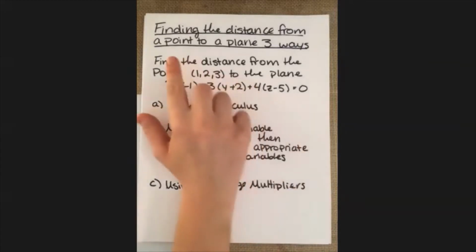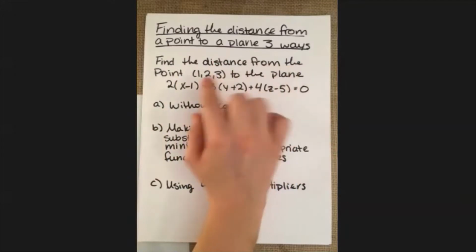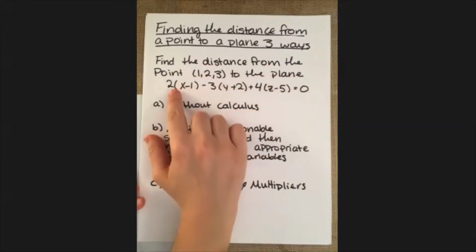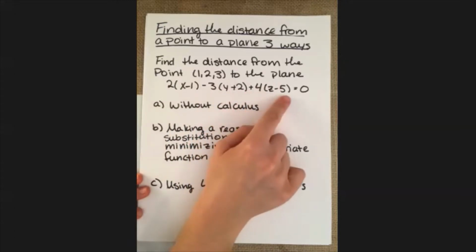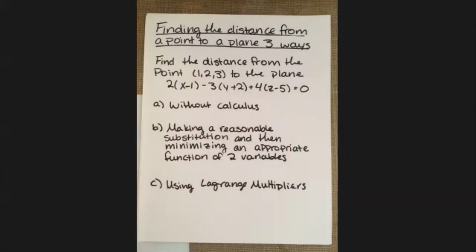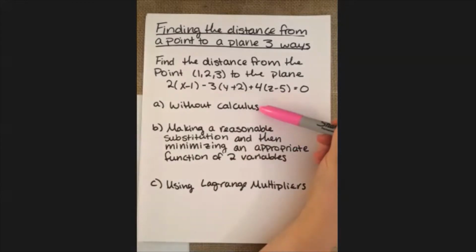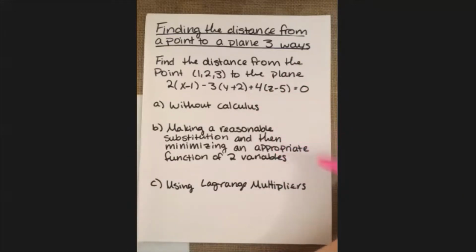All right, so in this example, we're going to try to find the distance from the point (1, 2, 3) to the plane that's given by 2(x - 1) - 3(y + 2) + 4(z - 5) = 0. And the three different ways that we are going to do this: the first thing we're going to do is try to do it without calculus, which I really probably won't show in any detail, but I'll briefly discuss it. But then the two big ones are actually going to be making a reasonable substitution and then minimizing an appropriate function of two variables, and then using Lagrange multipliers as our last method.